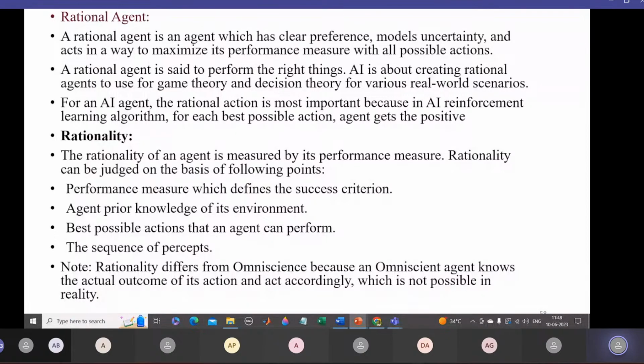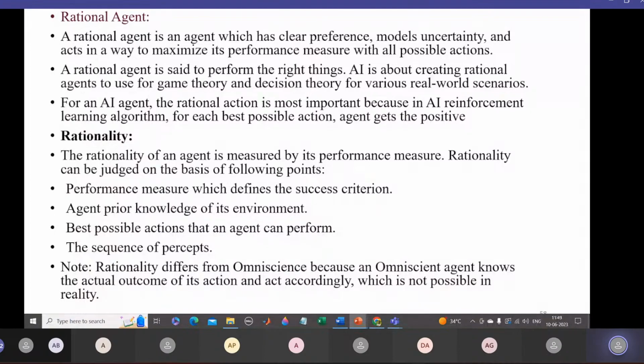The rationality of an agent is measured by its performance measure. It is based on the following components: the performance measure, which defines the success; the agent's prior knowledge of its environment; the possible actions that the agent can perform; and the sequence in which it is pursuing them.